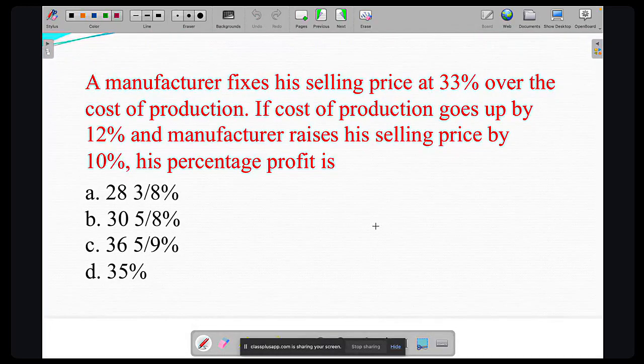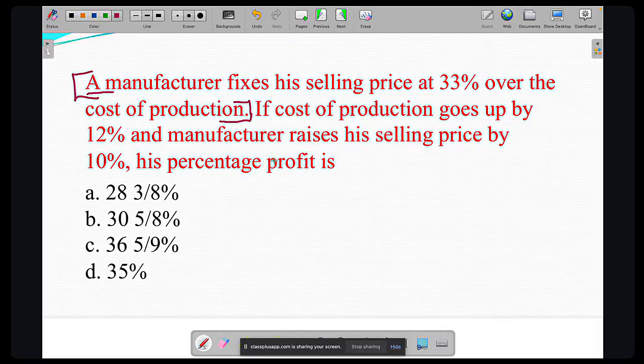See this question. You try. I will give 1 minute time. These are all previous exam questions. A manufacturer fixes his selling price at 33% over the cost of production. Tell me what you can assume, cost price or selling price, from this statement.